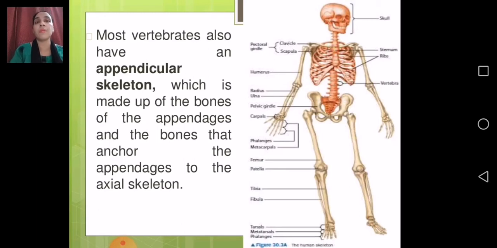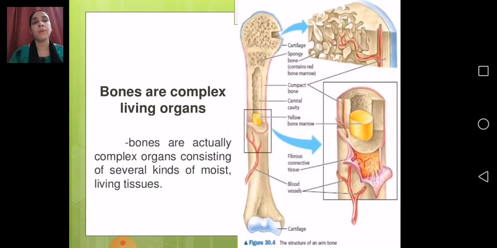Here we will be talking about cartilage, or the soft bone, which works like a connective tissue, and ligaments also. Through the axial skeleton, the different parts of the skeleton will be held together. So that is the appendicular skeleton of a person.